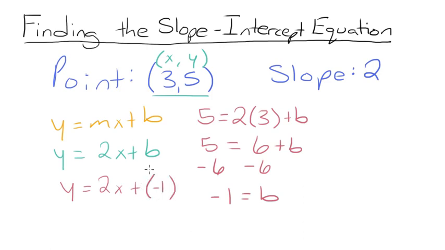Now remember, adding a negative number is the same thing as subtracting. So we can rewrite this as y equals 2x minus 1. And that's our final answer. Let's try another one.